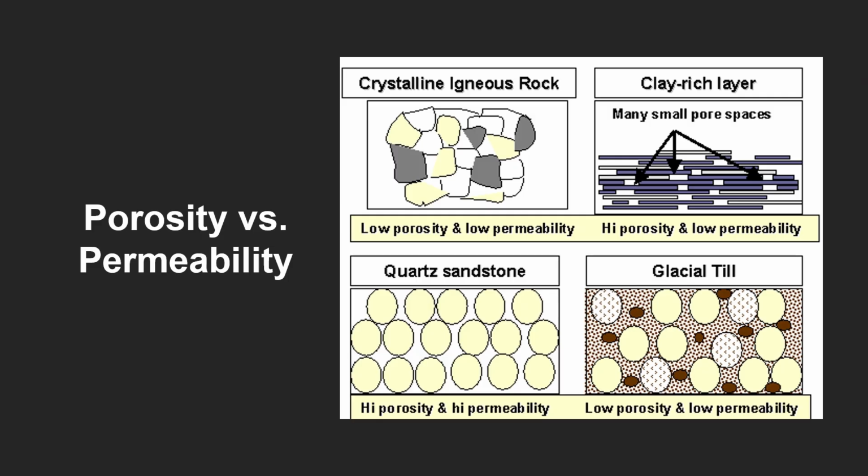This slide helps visualize the difference between porosity and permeability. A material can have high porosity but low permeability, like clay, because its pores aren't well connected. In contrast, clean sand has both high porosity and high permeability, allowing water to move through it easily. Understanding this distinction is essential for predicting how groundwater will flow.